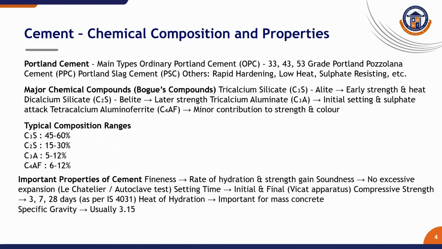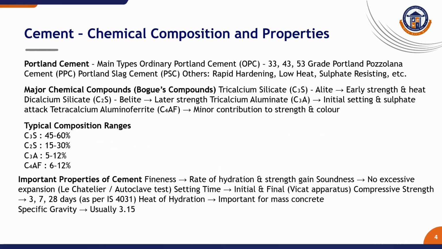Cement, its chemical composition and properties. Now let's dive deeper into cement. The most common type is Portland cement, which comes in various grades like OPC 33 grade, 43, 53, and also types like PPC, Portland Pozzolana cement, and PSC, the Portland slag cement.